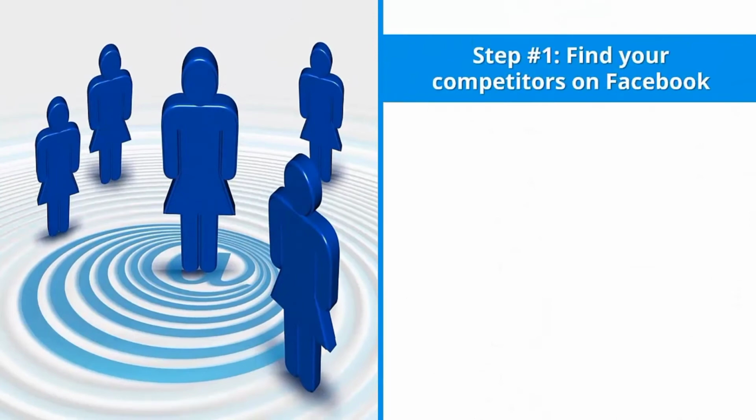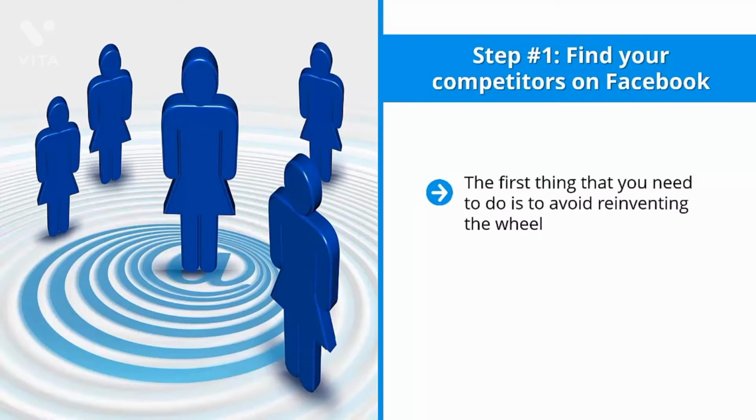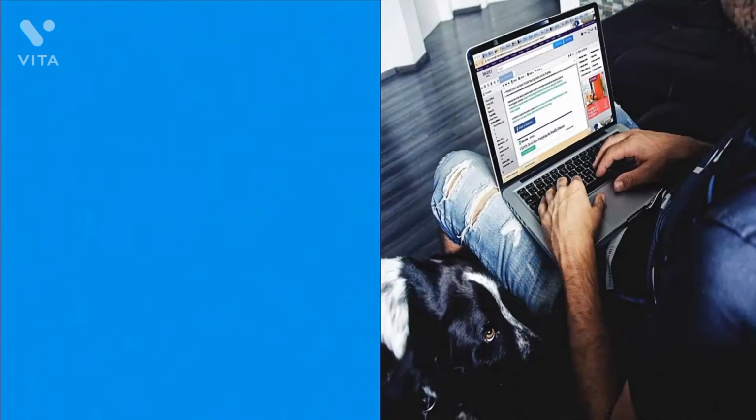Step number 1, find your competitors on Facebook. The first thing that you need to do is to avoid reinventing the wheel. You need to avoid trying to figure things out on a completely hit or miss basis. Instead, reverse engineer your competitors. Let them do your homework for you. How? Well, find them on Facebook and learn from what they are doing.